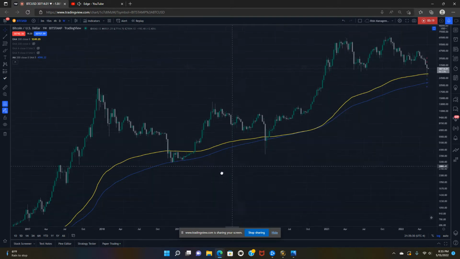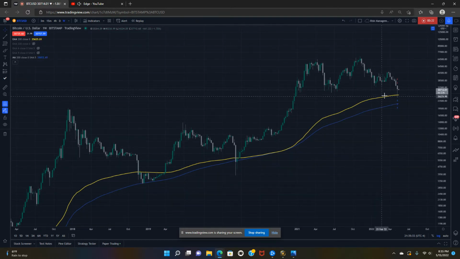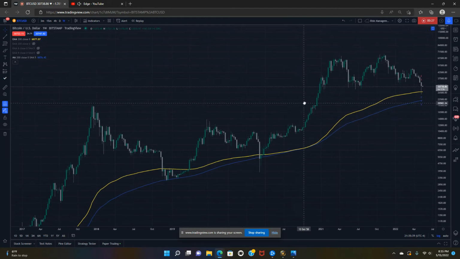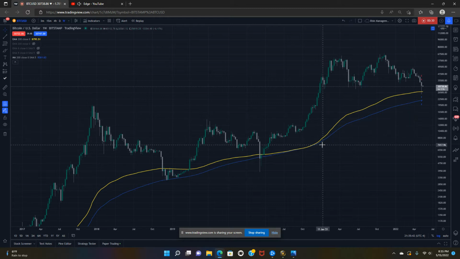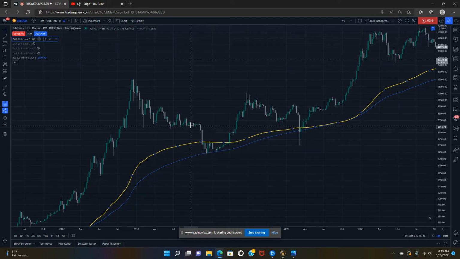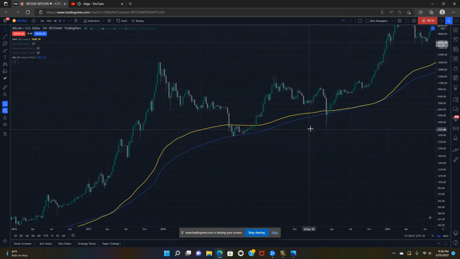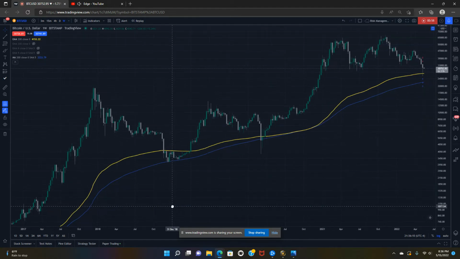Essentially, I have the 200 exponential marked off in yellow and the 200 simple moving average marked off in blue. The important distinction to notice is that the exponential moving average is more reactive to price. If there's a shift in order flow to the upside, the exponential will pick up on that before the simple, and you'll see the exponential crawl above the simple moving average, or vice versa. If the order flow starts picking up to the downside, you'll see the yellow 200 exponential move below the slower blue 200 simple moving average.